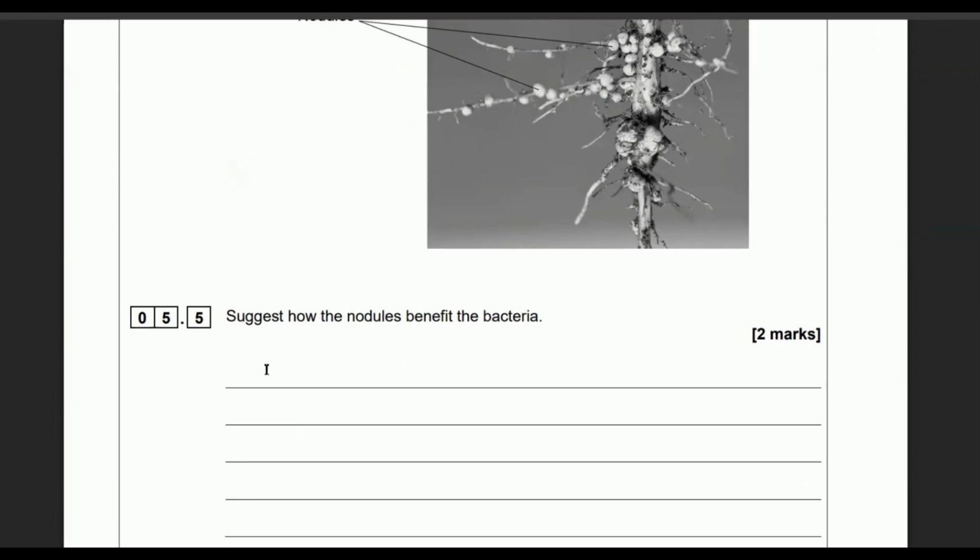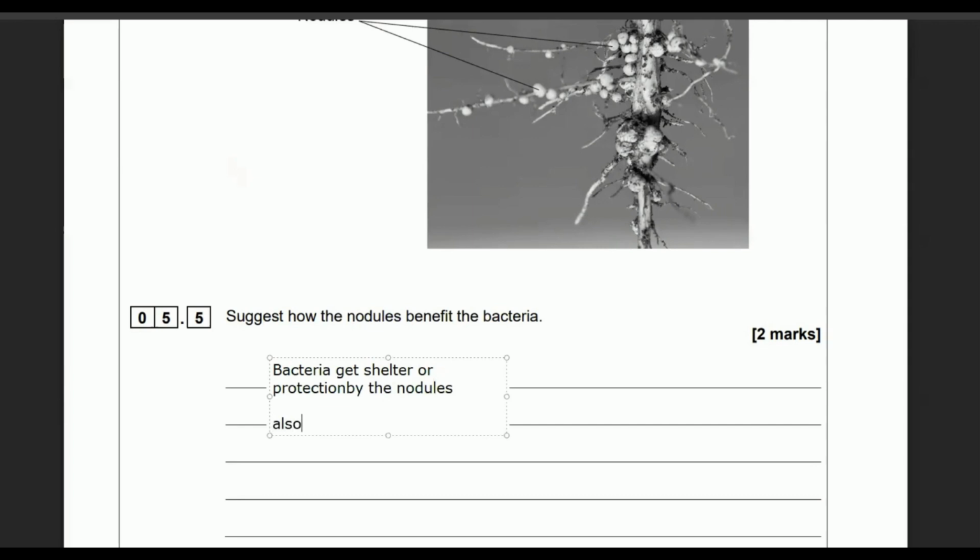So they're really asking, why would bacteria want to live in these little balls? So it basically protects them from predators. It's a place to live. Maybe they can feed off the plant, and maybe the plant provides glucose. They can use some of the glucose the plant makes in photosynthesis. So I'm going to put bacteria get shelter or protection by the nodules. Yeah, so they're getting protected by living in the nodules.